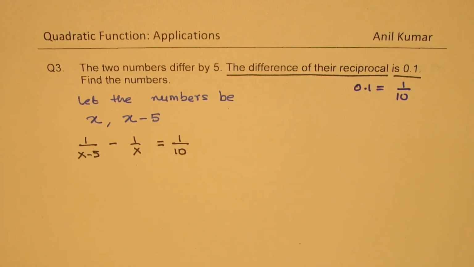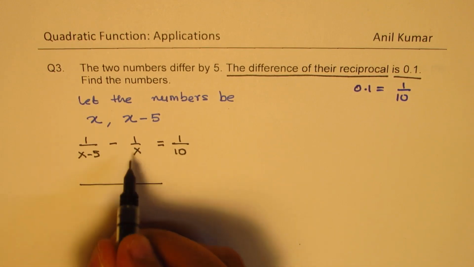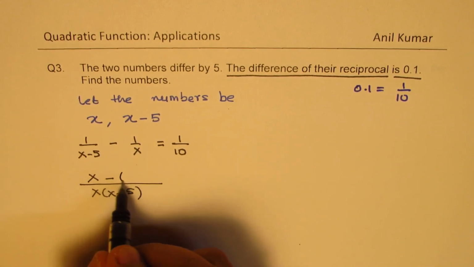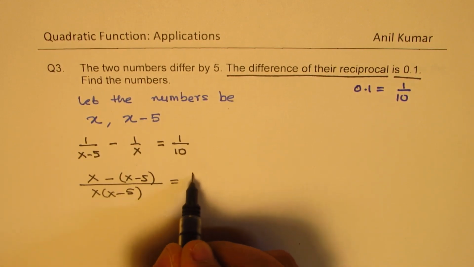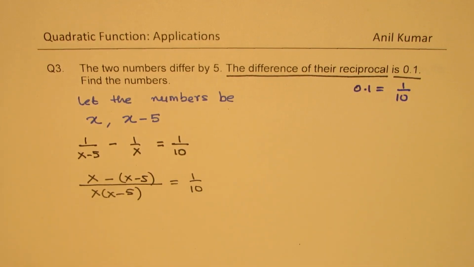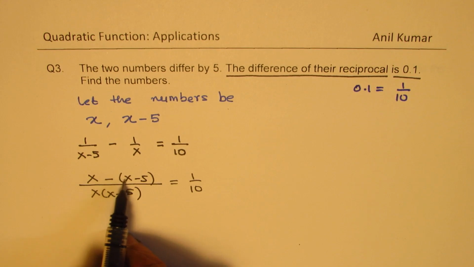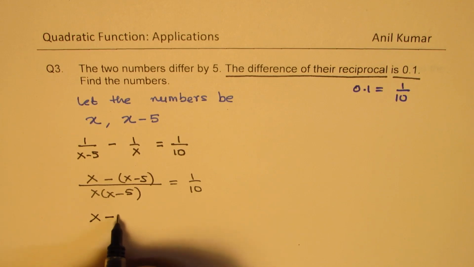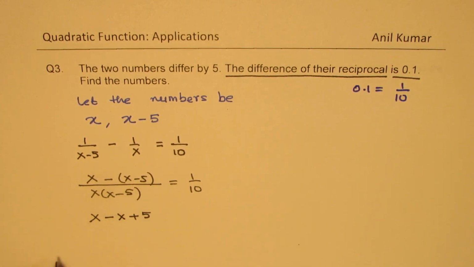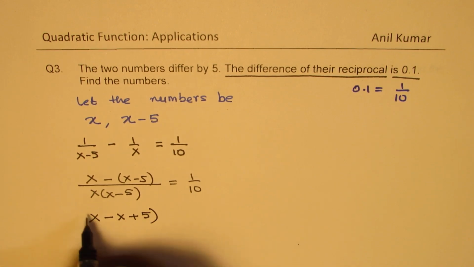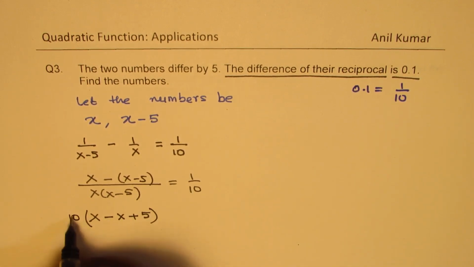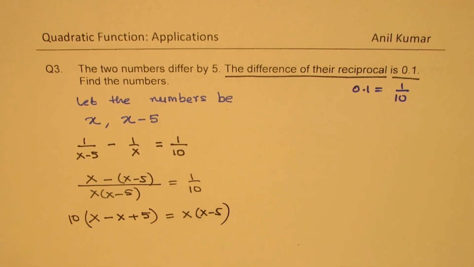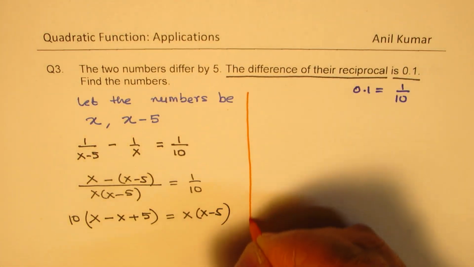Now we need to solve this equation. So we'll do the same thing. We're just taking the common denominator, x times x minus 5. We get 5 over x times x minus 5 equals 1 over 10. Now we'll cross multiply, right? When you open this bracket, x minus x plus 5 in the numerator, right? And multiplied by 10, we'll just cross multiply, equals, this goes there, x times x minus 5. Is that clear to you? So we did cross multiplication.